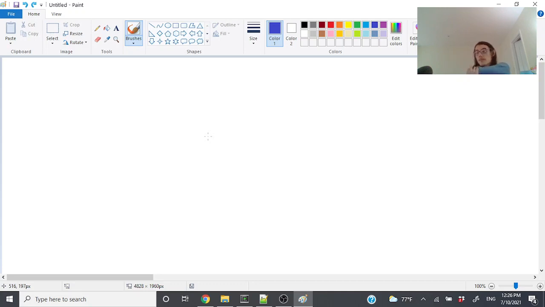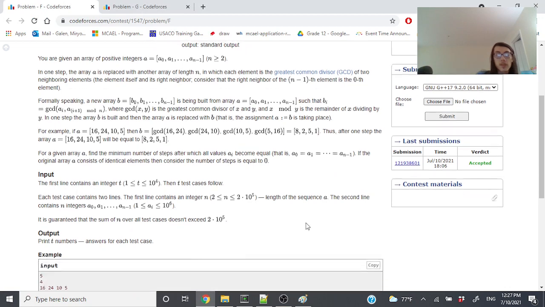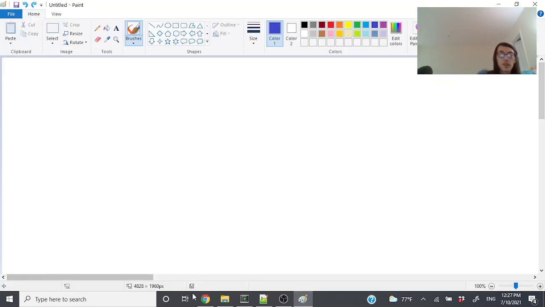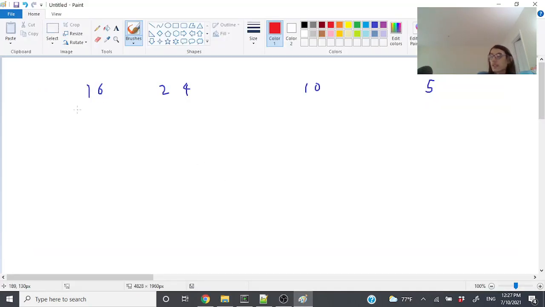Yeah, so in F, you have an array, for example, 16, 24, 10, and 5. While all elements of the array are not equal, we're going to do some operations to it. In particular, in each operation, simultaneously, we set A_i equal to the GCD of itself and the element in front of it.